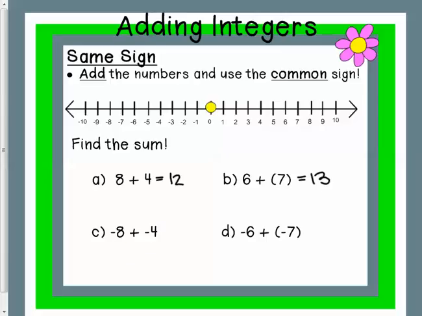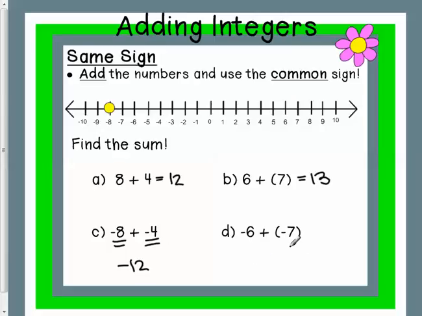But down here it's a little different. You're adding 2 negatives. So up here, when you started at 8 and you added 4, you were getting a bigger positive, right? You were getting more. Whereas if you start at a small number like -8 and you add more negatives, you're getting less. You're getting a smaller number like -12. 8 negatives and 4 negatives make 12 negatives. You add the numbers and you use the common sign.